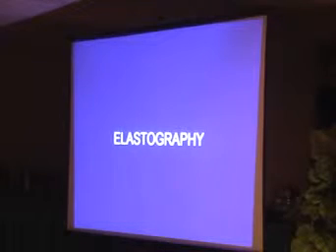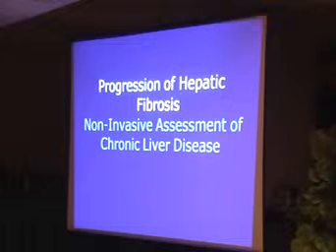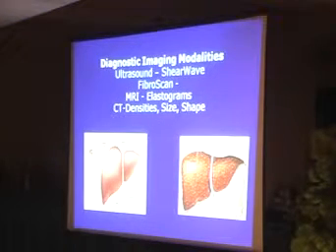Then there is elastography. This is also new. Progression of hepatic fibrosis, which is a non-invasive assessment of chronic liver disease. Diagnostic imaging modalities, ultrasound, shear wave, fibroscan, MRI, elastogram, 3D density, size, shape, everything is there. But fibroscan is a standalone machine which costs around 80 lakh rupees, which does only liver elastography and nothing else.